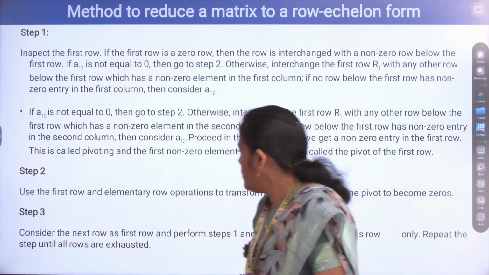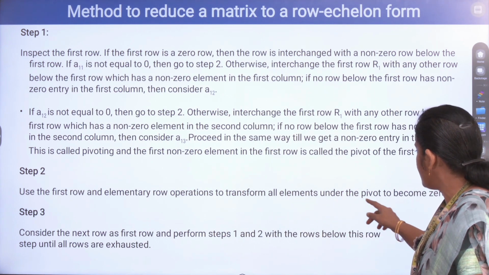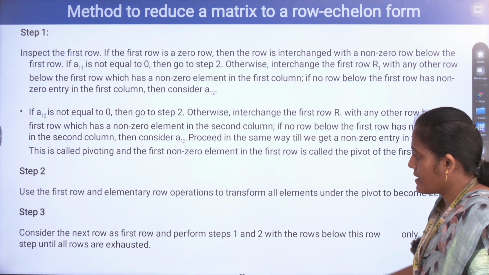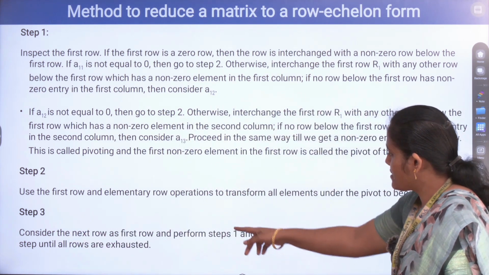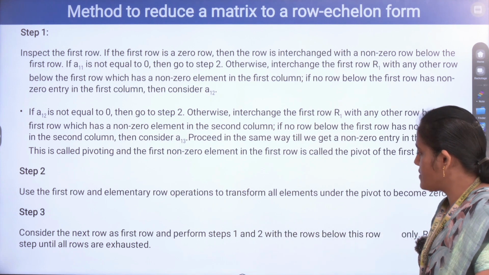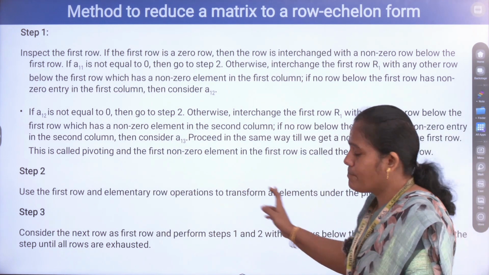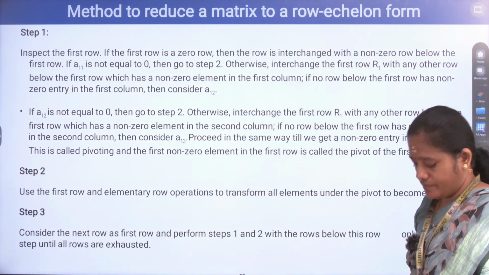Use the first row and elementary row operations to transform all elements below the pivot to become zeros. The next step is to consider the next row as the first row and perform step 1 and step 2 with the rows below this row only. Repeat this step, and we get the row echelon form.